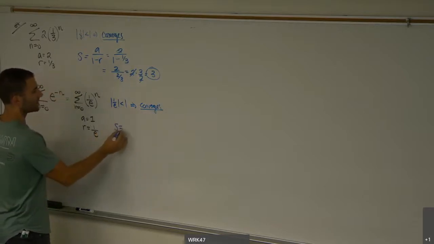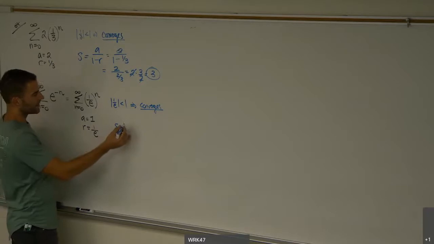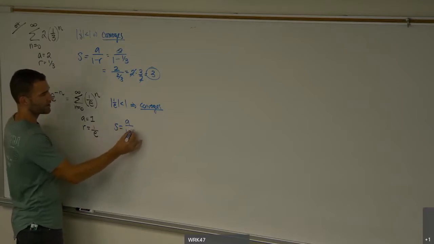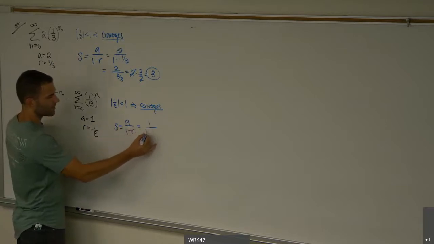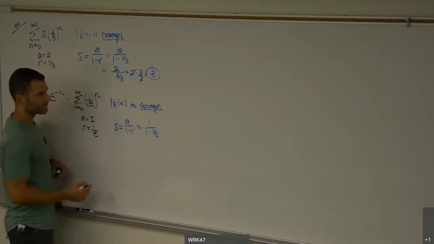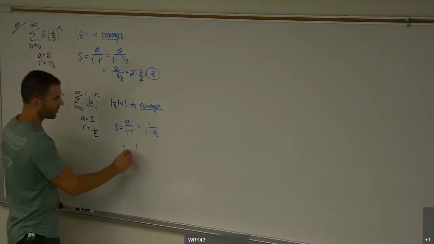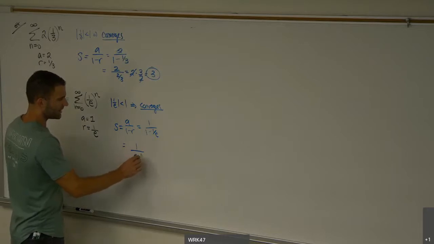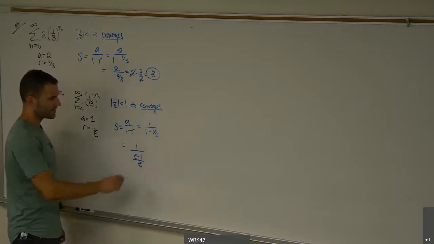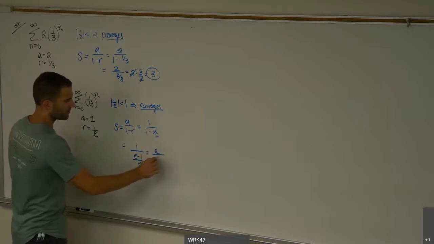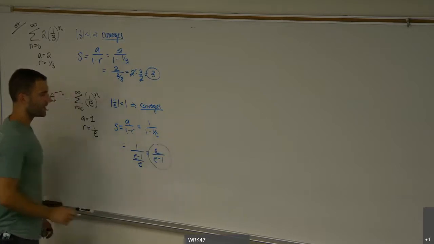So not only that, now we know the sum. We have a very explicit formula. Remember, a over 1 minus r. 1 over 1 minus 1 over e. I can leave this, or we could simplify. We get 1 over the common denominator of e, multiplying by the reciprocal. We get that.